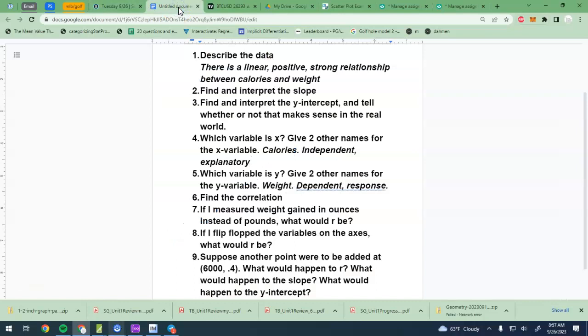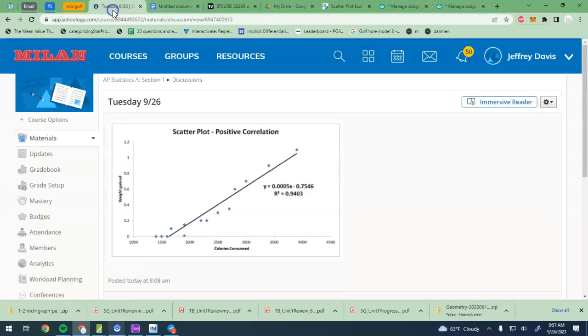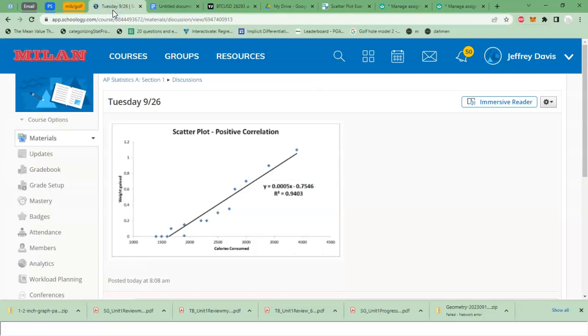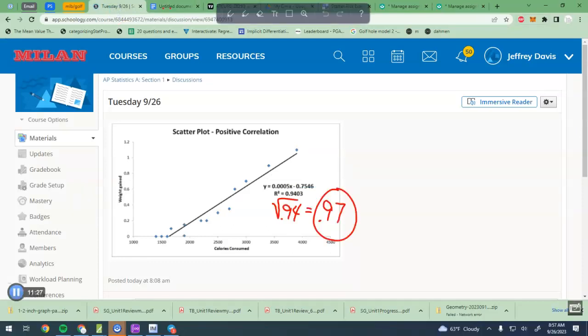Suppose I put another point at 6,000, comma 0.4. So I was trying to give you an outlier. So 6,000, probably here somewhere, and then 0.4. So right around there. And I want to know what's going to happen to R, what's going to happen to the slope, and what's going to happen to the y-intercept.